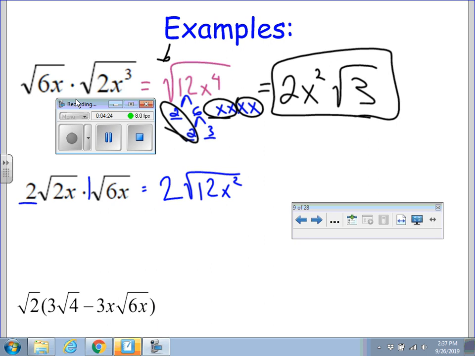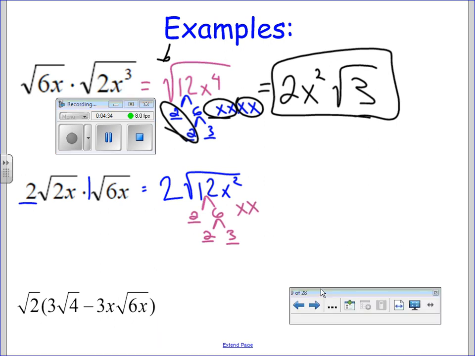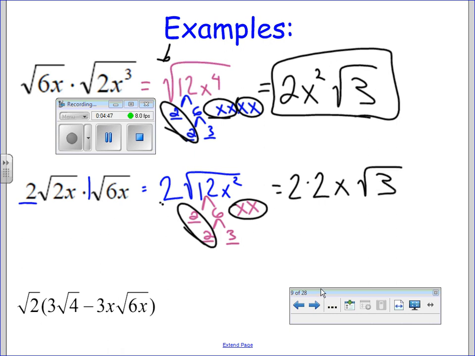So we've multiplied, so now we simplify. 12 is the same as 2 times 6. 6 is the same as 2 times 3, and x squared is just x times x. The rules of the game are 2 of a kind. So I see a pair of 2's and a pair of x's. What was already outside was a 2. What am I taking out? A 2 and an x. And what's left inside? A 3. Cleaning that up, we end up getting 4x square root of 3.